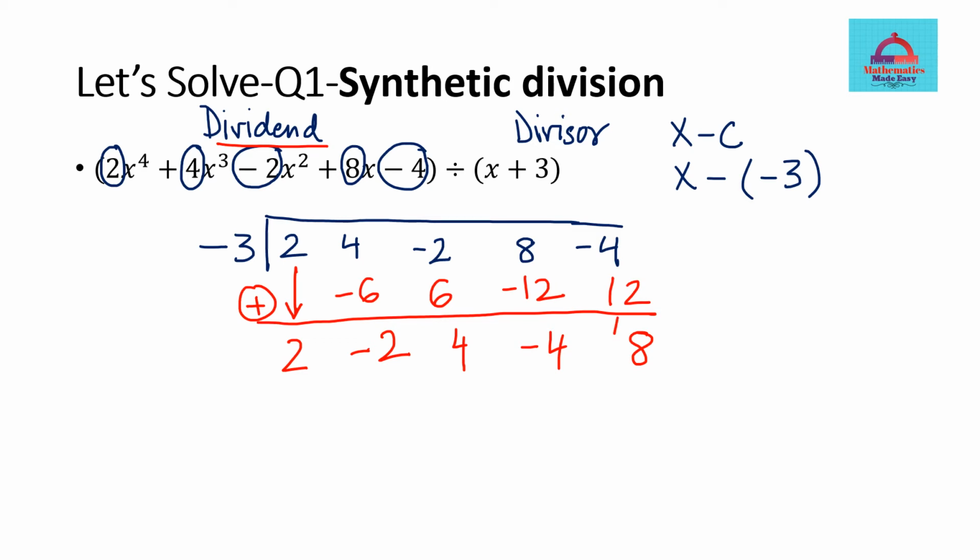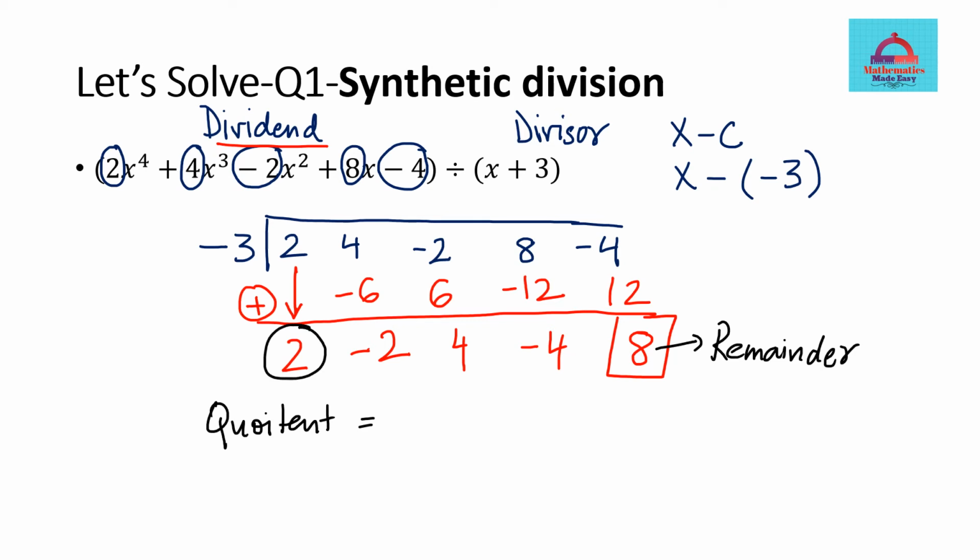The last term here, the last coefficient that you get, is usually the remainder. So we have got our remainder. Let's see now how we get our quotient. For the quotient, watch carefully. The coefficients which you got now, 2, negative 2, 4 and negative 4, you write them. These are the coefficients of the quotient.